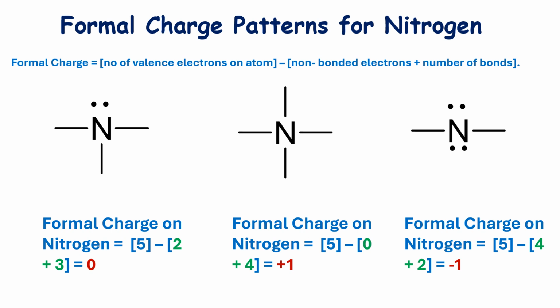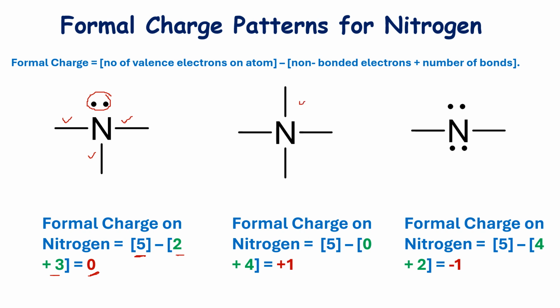Similarly, we can calculate the formal charge on nitrogen. These are the 3 forms of nitrogen that are very common in organic molecules. Nitrogen here has 3 bonds and 2 non-bonding electrons. So 5 valence electrons, 2 non-bonded electrons, 3 bonds, so the formal charge is 0.